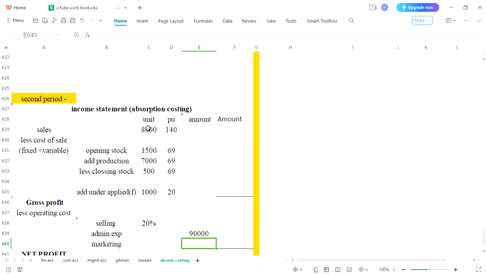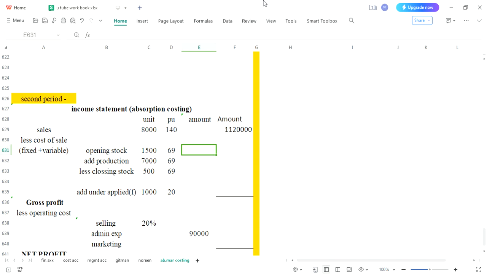All units are mentioned over here. All per units are also mentioned over here. It means we are now open to calculate our total amounts. For calculation of sale, we will go to the outer column. To calculate sale, we will multiply units into per unit. Units are 8000 multiplied by per unit 140. Amount of sale 112. Okay.